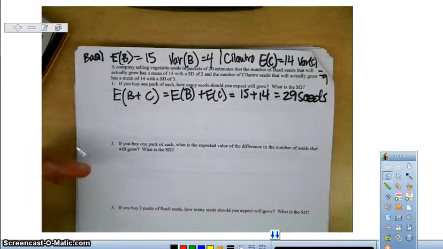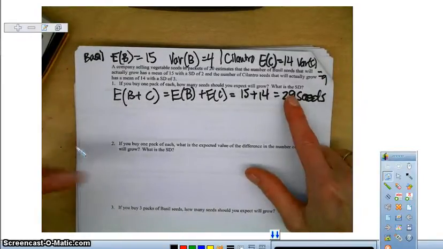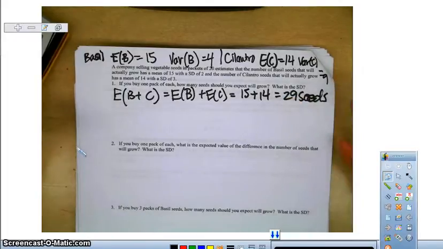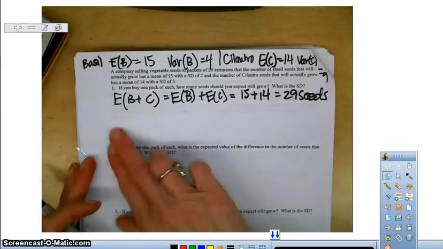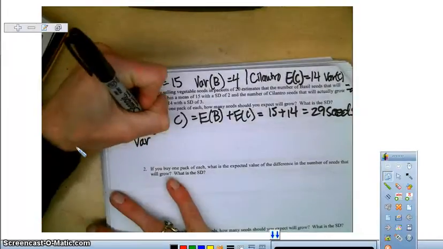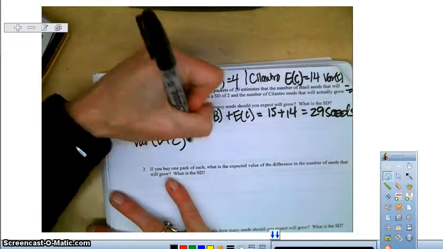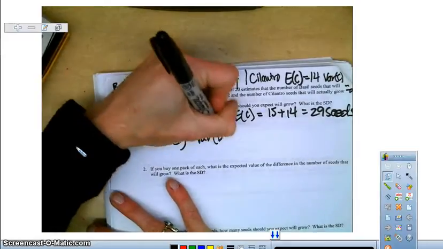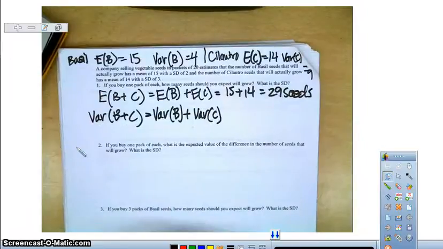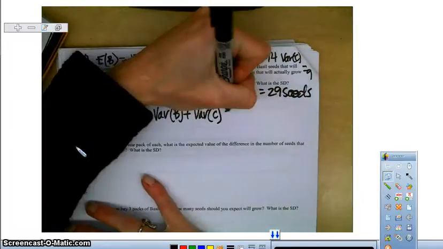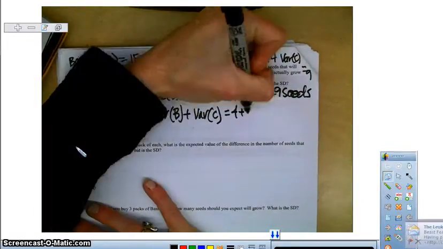Now we need to find the standard deviation. To find it, we find the variance using our formula and then take the square root. It's that simple. Variances always add, even if you're finding a difference. Let's find the variance of basil plus cilantro. That will be the variance of basil plus the variance of cilantro. What was the variance of basil? 4. Plus 9 is 13.